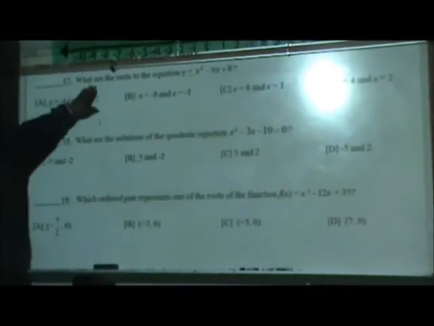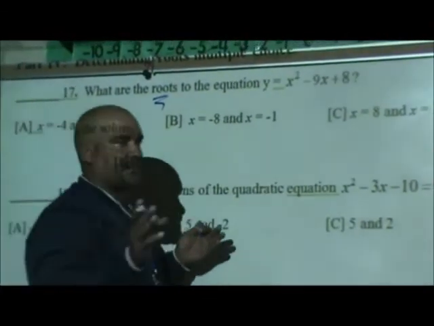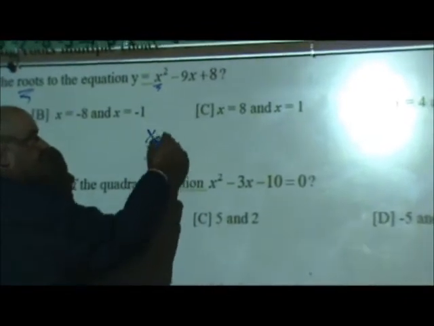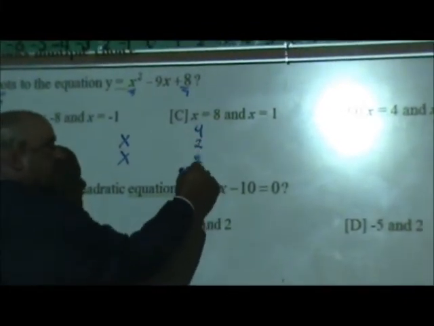Pause it. Let's go to the next one. They're asking for the roots. Many of you were able to factor it. You said, hey, x squared is x times x. You said that 8 was either 4 times 2 or 8 times 1.